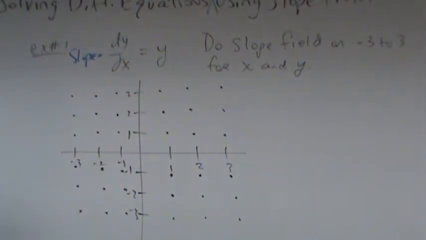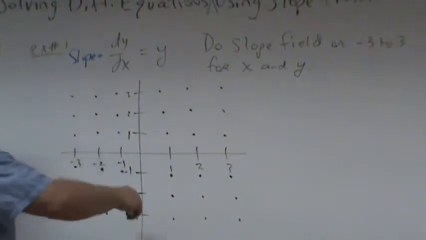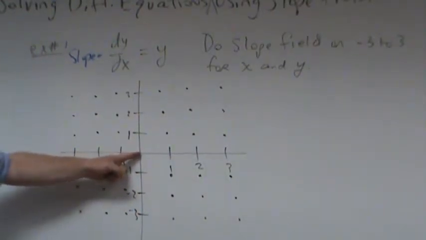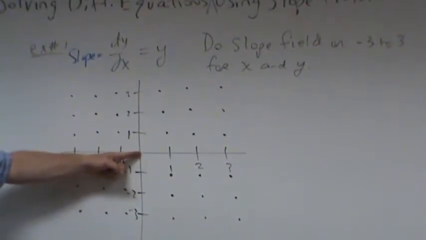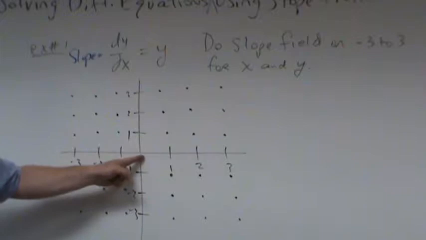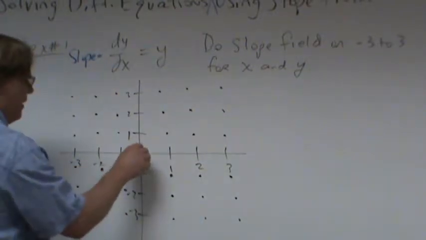Let me give you an example. How about at (0, 0)? What would the slope of the tangent be at (0, 0)? 0. How do you know? Y-coordinate 0? Thank you very much. Andrew, you are so handy to have around. You guys okay with that? The y-coordinate at (0, 0) is 0, so the slope of the tangent is going to be 0.